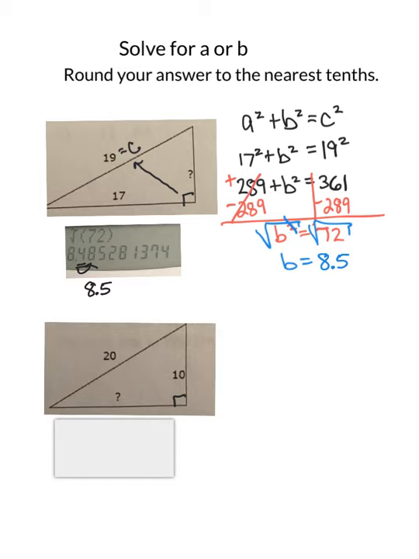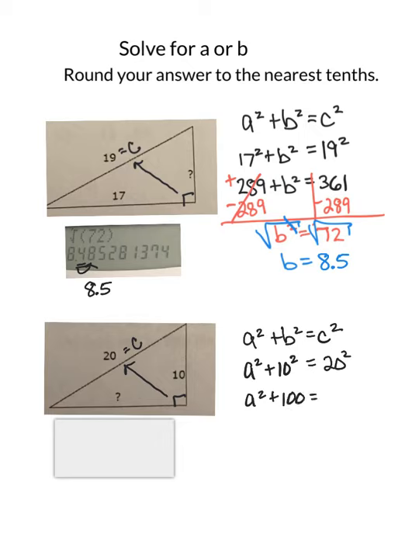So we're going to do the same thing on our next example. So again, across from our 90 degrees is always our c. So we have a squared plus b squared equals c squared. And our c is 20 squared. And we have 10. And I'm going to put it into b this time just to show you it doesn't matter which letter we put in, a or b. And then we need to square our numbers. So we're going to have a squared plus 100. Put in 20 squared, which is 400.